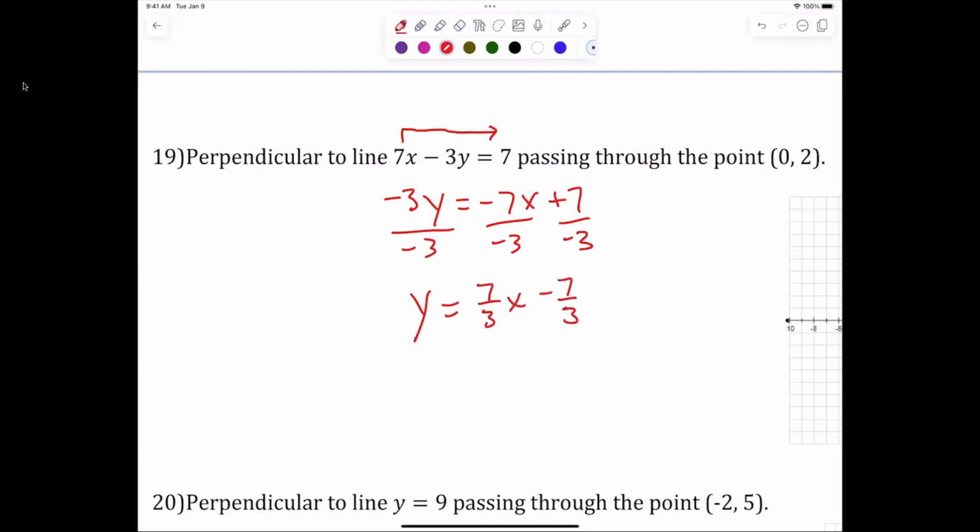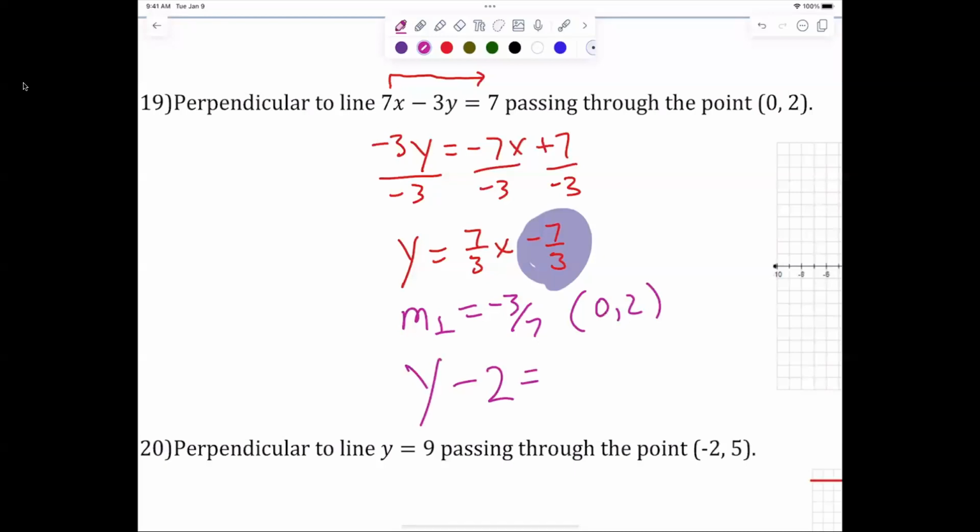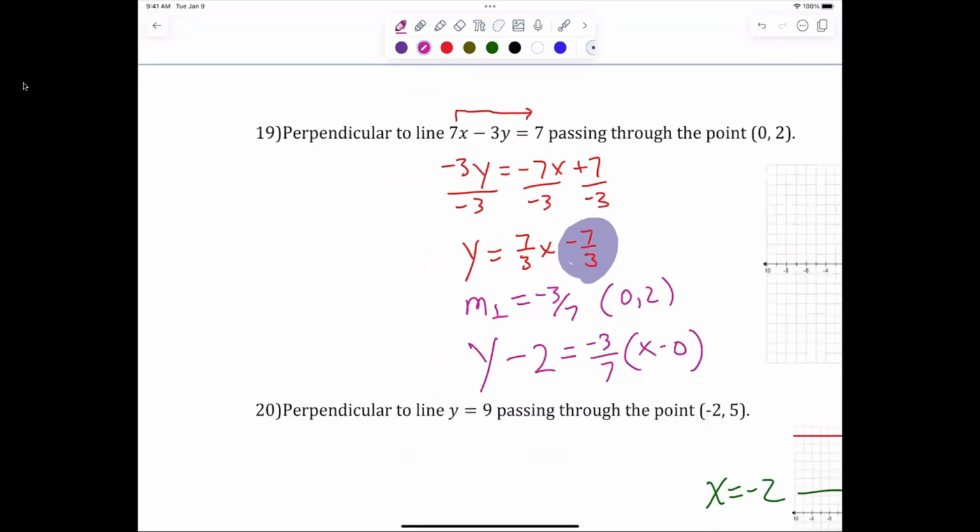Do I care one bit about this right here? No, I don't. So now I have the equation. The slope of the perpendicular would be what, please? Nope. -3/7, passing through what point? So the equation: y minus 2 equals -3/7 times x minus 0. All right, is everybody happy with that explanation?